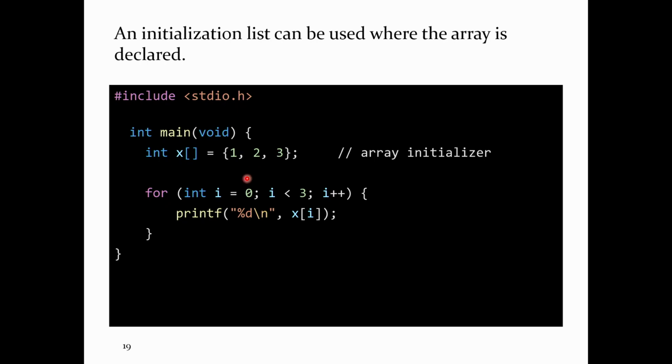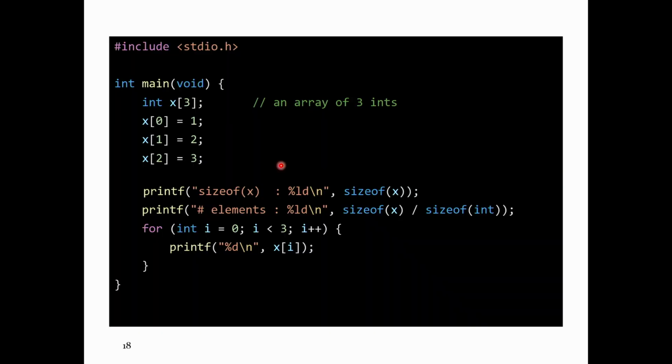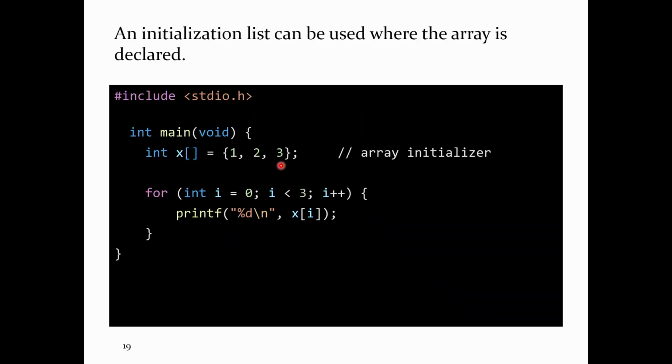Now, like Java, when you declare the array, if you know the values that you want to put into the array, you can use an initialization list. But you have to do it where you declare the array. So here's the array declaration, int x. On this line, if you know what the values are, you can write equals and then the braces and fill in the values of the array. So here's 1, 2, 3. That's effectively the same thing as that. So if you ran this program, you're going to get 1, 2, 3.